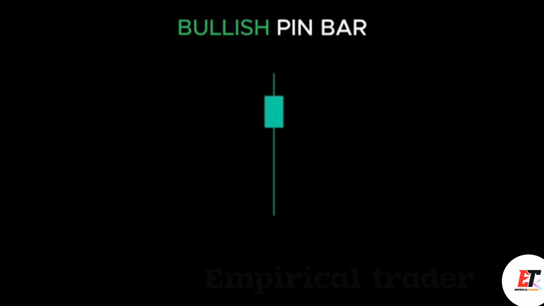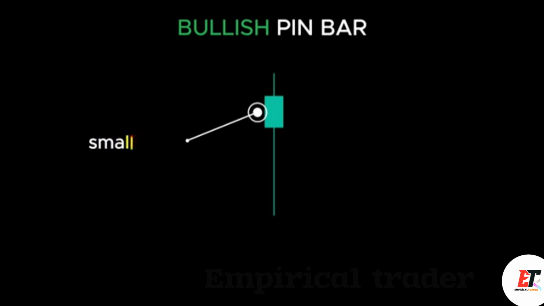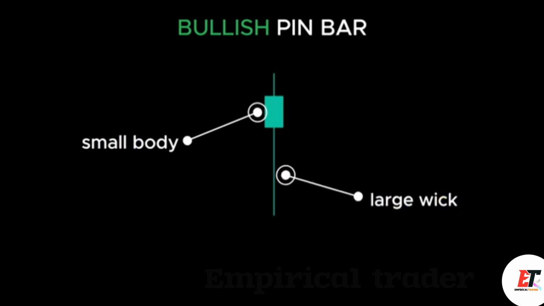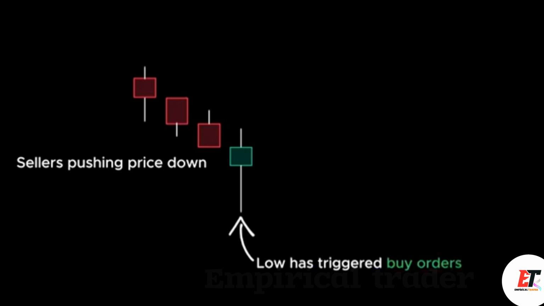For example, the bullish pin bar is a strong reversal candle, indicating a potential reversal to the upside. The bullish pin bar is made from three components: a small green body, a large wick below the body, and a small or no wick above the body. The explanation of the bullish pin bar is sellers taking the price lower instantly, but the lowest price has triggered buy orders. The buyers being stronger, pushing the price up.